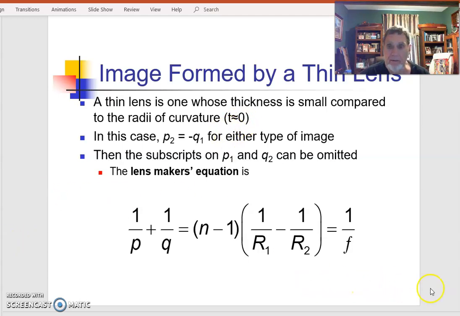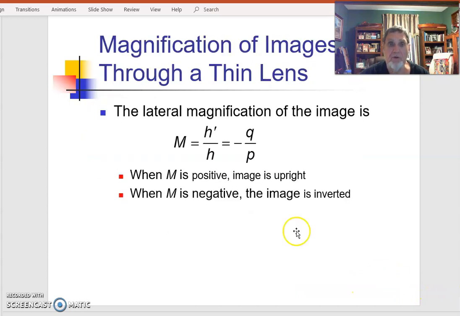Now, if you look back earlier, that's the one we want to work with. We do the magnification, basically h prime over h. It's going to come out to be the same one we had for the mirror equation.